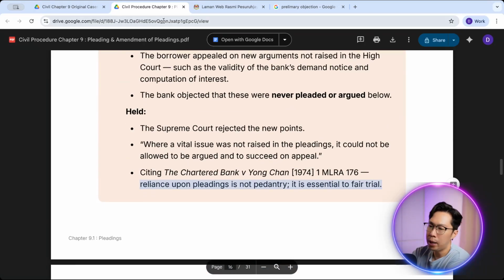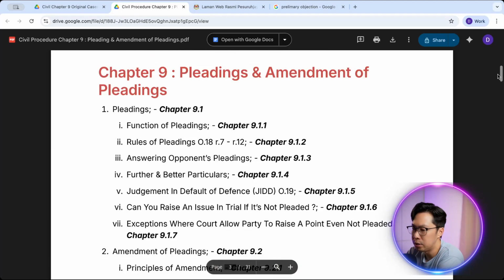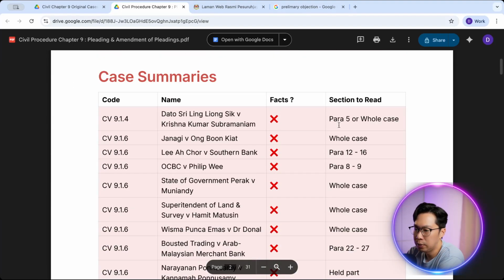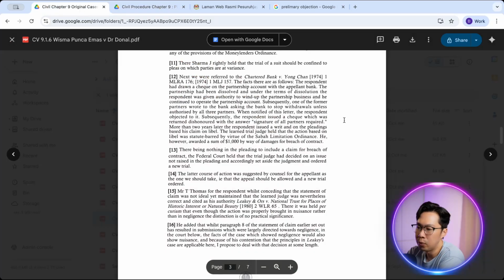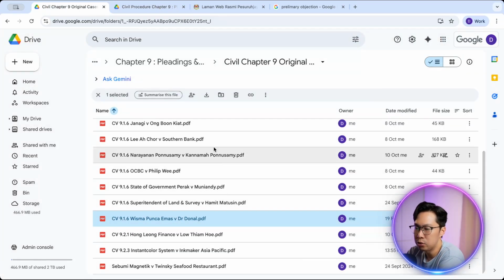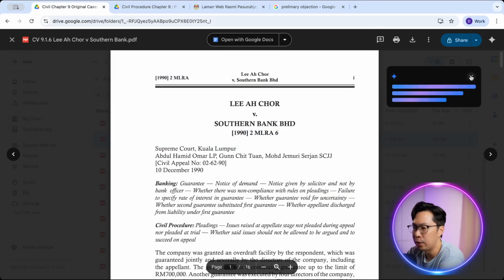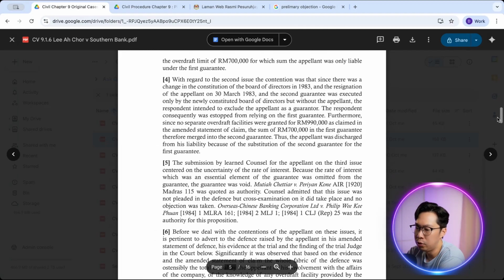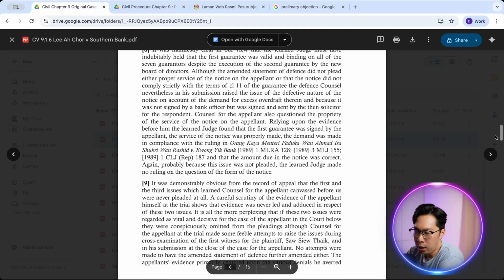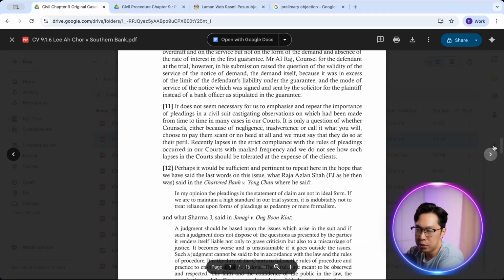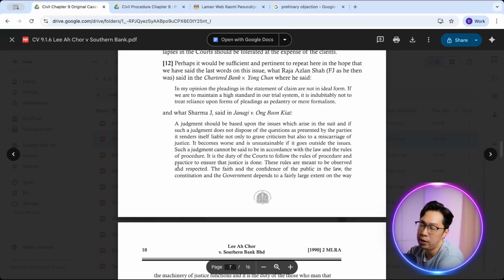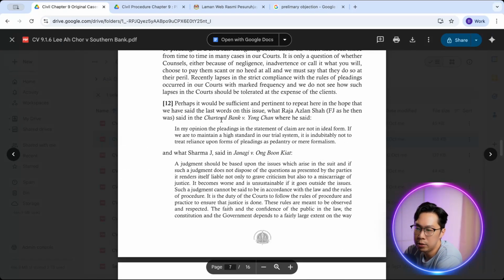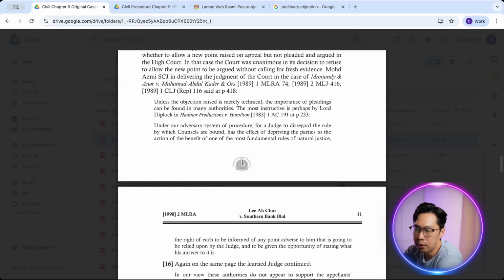I also told you which particular page you can read. It's quite a good case, this Lia Chaw. This is para 12 to 16. Okay? If you can, please, so that you can understand what it is about that I wanted to show you. So I already did a lot of front work for you, summarized things, so you already look at it. If you want, you can look at the whole case, okay? You see they quoted Janagi and Ong Boon Kiat, Chartered Bank, all these things. All right?